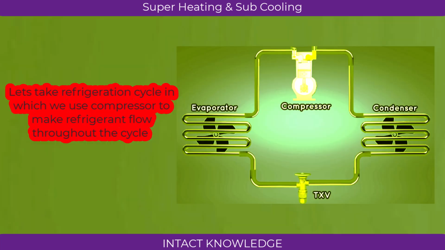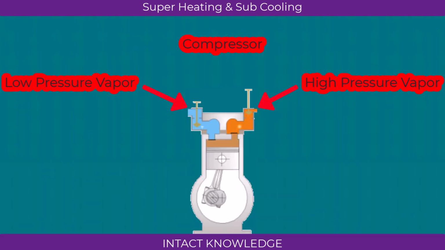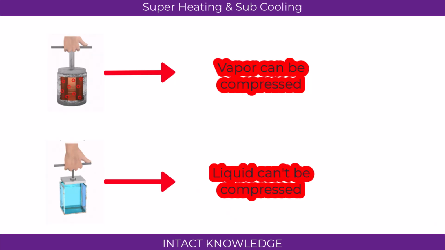Let's take the refrigeration cycle. In the refrigeration cycle, we use a compressor to make refrigerant travel throughout this cycle. This is what we already know. We have explained this clearly in previous videos. In this cycle, the refrigerant comes in vapor state inside the compressor. It compresses the refrigerant, which comes in vapor state, increases its pressure and sends it out. We can only compress vapor. We cannot compress liquid. Liquid is an incompressible thing.